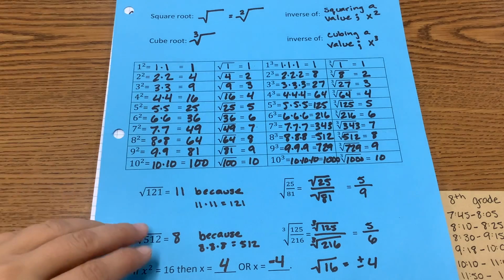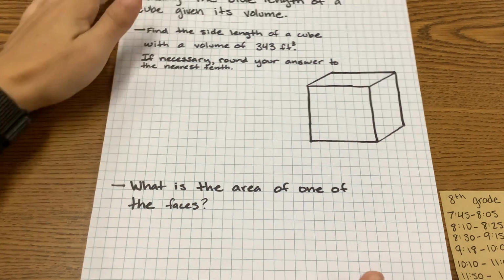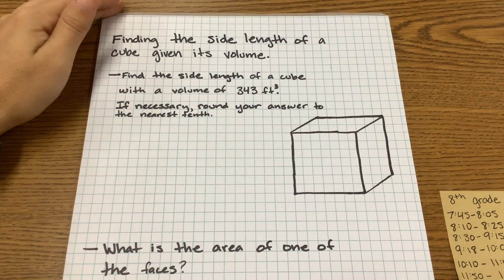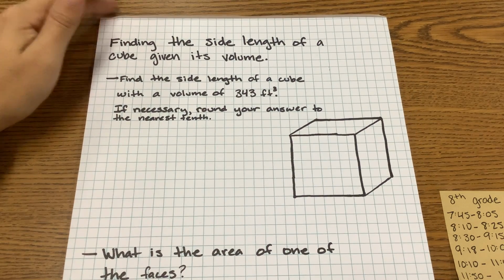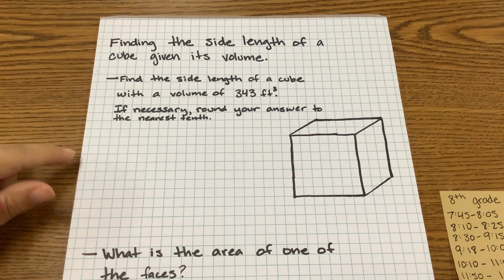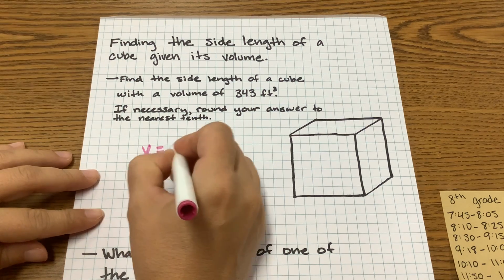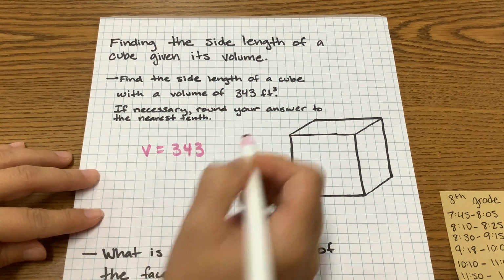Okay, so taking it a step further today, we're going to relate it to volume and area. So this says find the side length of a cube given its volume. So find the side length of a cube with a volume of 343 feet cubed. So our volume is 343 feet cubed.